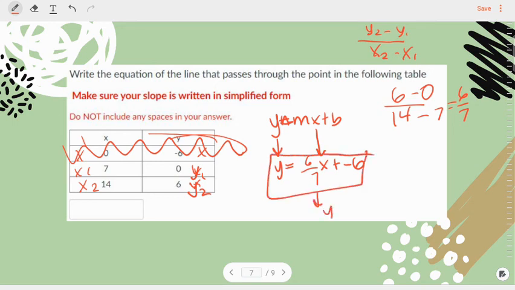Now, to simplify it just one step further, I would probably write 6 over 7x, and instead of plus and -6, just write -6. But either of those answers should be correct.